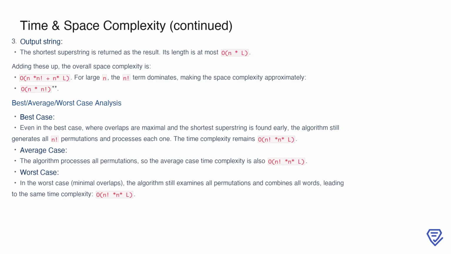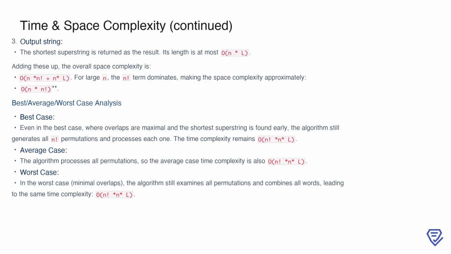The final aspect of space complexity comes from the output string, which is the shortest superstring returned as the result. Its length is at most O(n*L). Combining all these factors, the overall space complexity is O(n factorial * n + n*L). However, for large values of n, the factorial term dominates, so the space complexity simplifies to approximately O(n factorial * n).